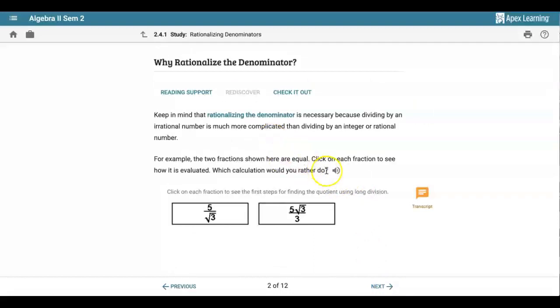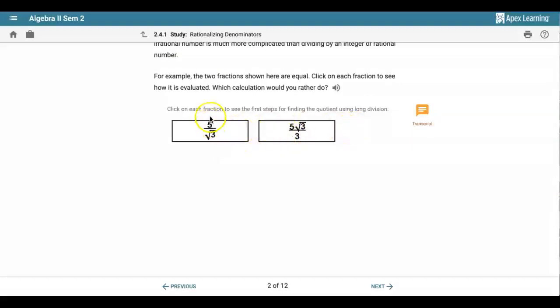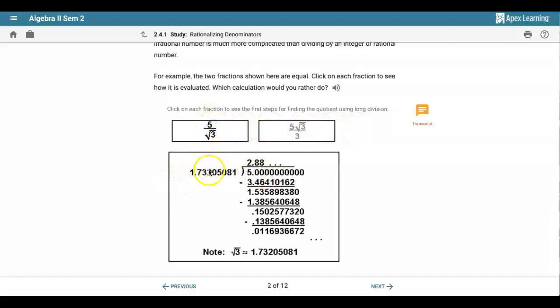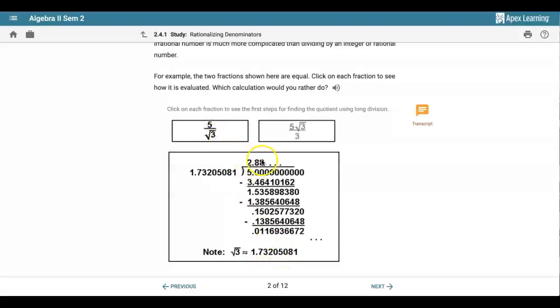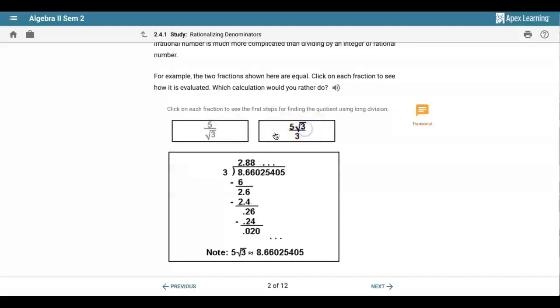Rationalizing the denominator is necessary because dividing by an irrational number is much more complicated. If we look at these two fractions, 5 divided by square root of 3 means you're having to divide 5 by about 1.7, since the square root of 3 is about 1.7. That gets a little trickier. Versus dividing 5 square root of 3 by 3, where 5 square root of 3 is about 8.6, and we can divide that a lot nicer. As you'll notice, it ends up with the same answer, 2.8. This is just a much easier process for us.